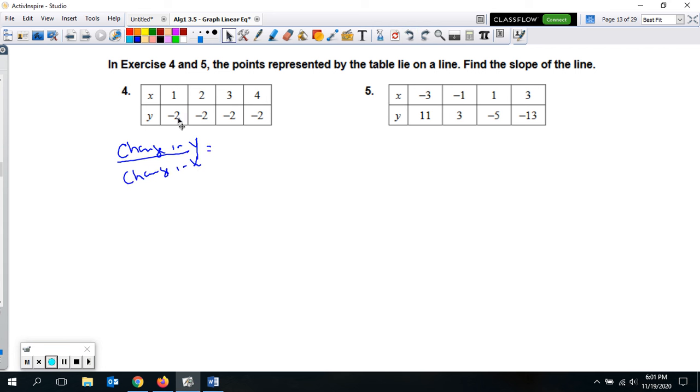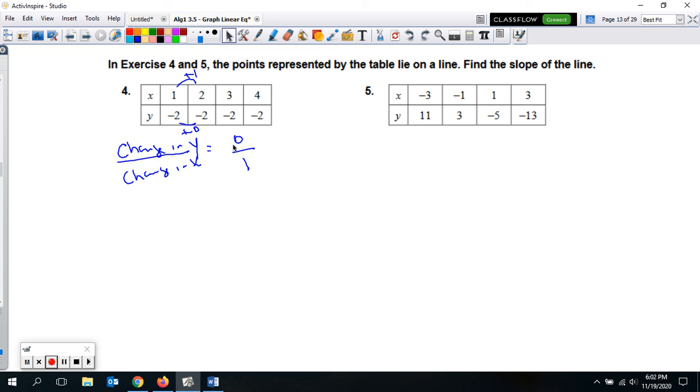So our change in y here, as you can see, what's the change from negative 2 to negative 2? There is no change. It's just 0. There is no change there, and it continues. There's no change at all. And so your change in y would be 0. The change in x, though, you can see from 1 to 2, changes by 1. And the same thing from 2 to 3 is 1. From 3 to 4 is also 1. So our change in x would be 1.